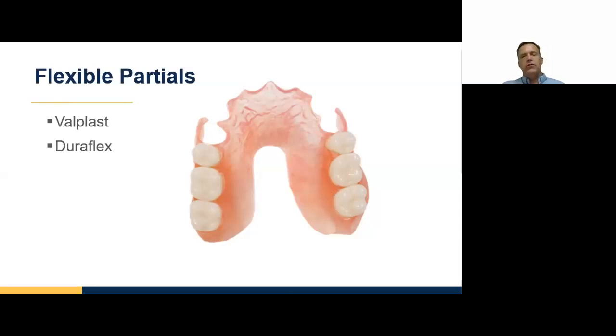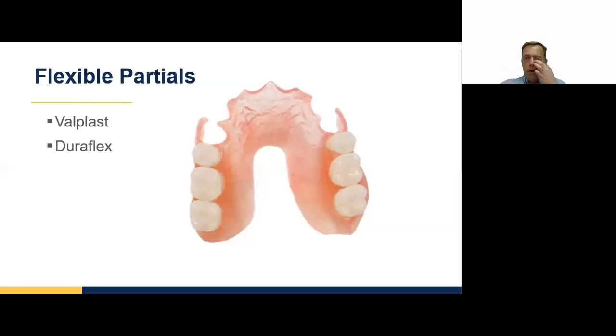There are two materials that are most prevalent for this. Valplast is a nylon material. It's essentially indestructible, but it's difficult to adjust chairside because it can gum up your burs, and it's not easy to repair because nothing chemically bonds to the nylon. Patients need to be cautious with alcohol or bleach-based denture cleaners so they don't degrade these. Duraflex is a newer polypropylene-based material. It's also very sturdy. It's a little easier to adjust chairside, and you can repair it.